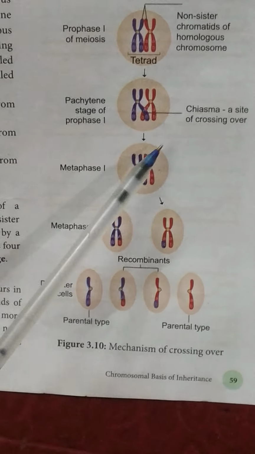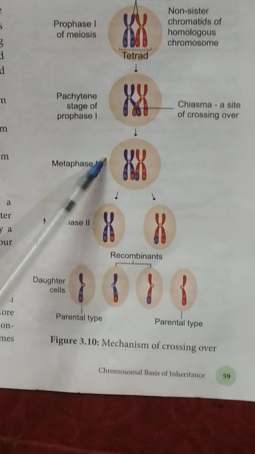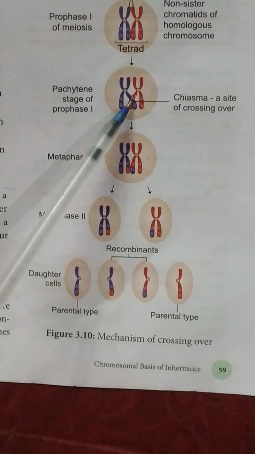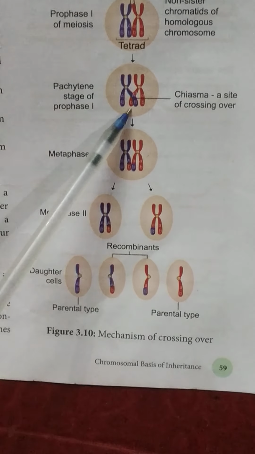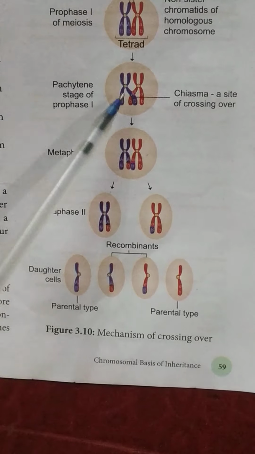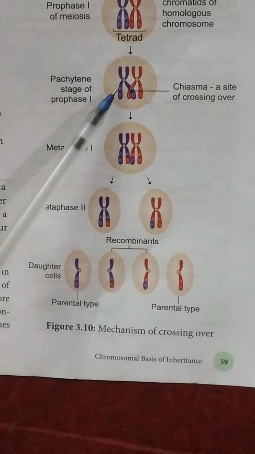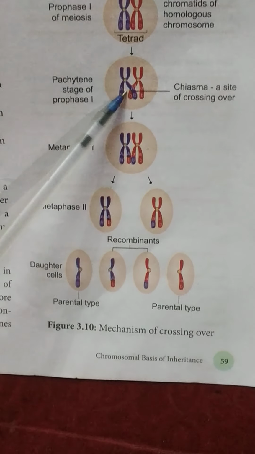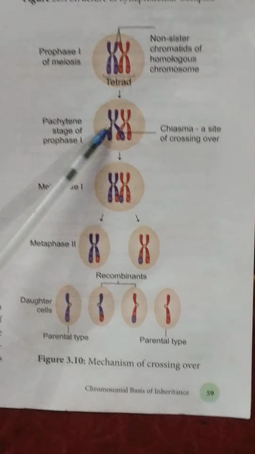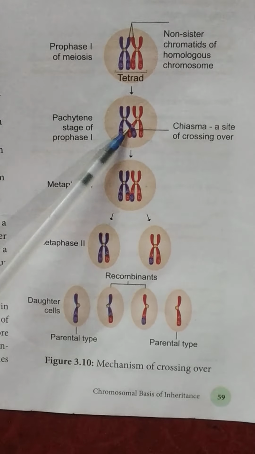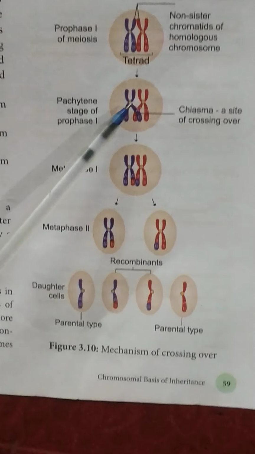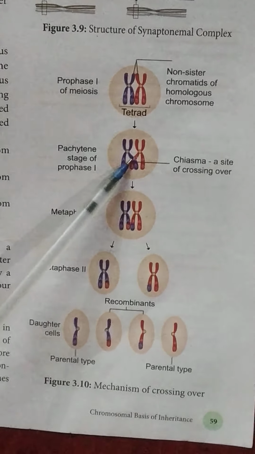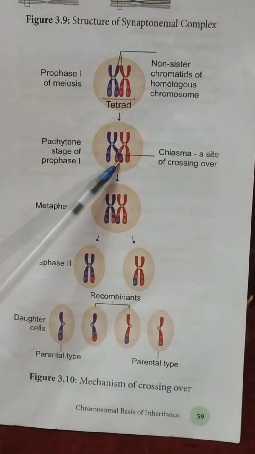Okay. Next, the fourth stage is called terminalization. After they exchange the chromosomal segments, the chiasmata move towards the terminal end of the chromosome, and that movement is called terminalization. Why does it occur? It occurs because the force of attraction between the homologous chromosomes decreases. So after exchanging the chromosomal segments, they start moving away from each other, and as they move away, the chiasmata also move towards the terminal end of the chromosome.